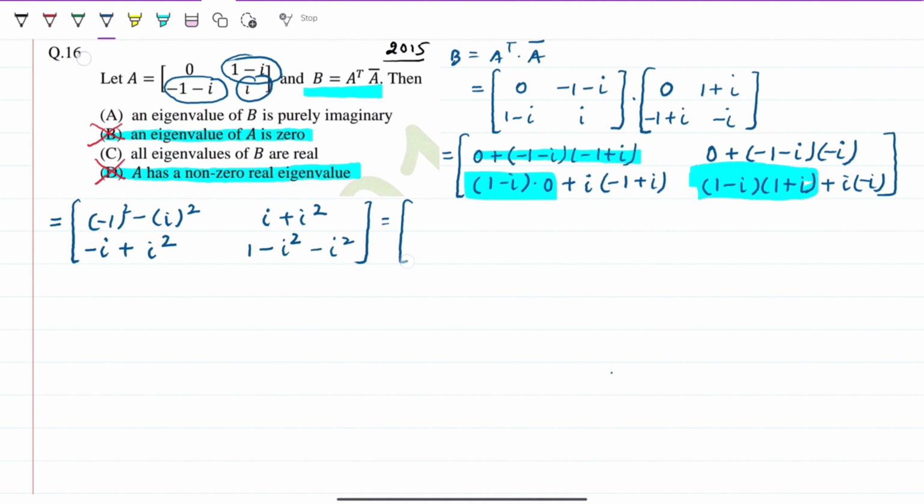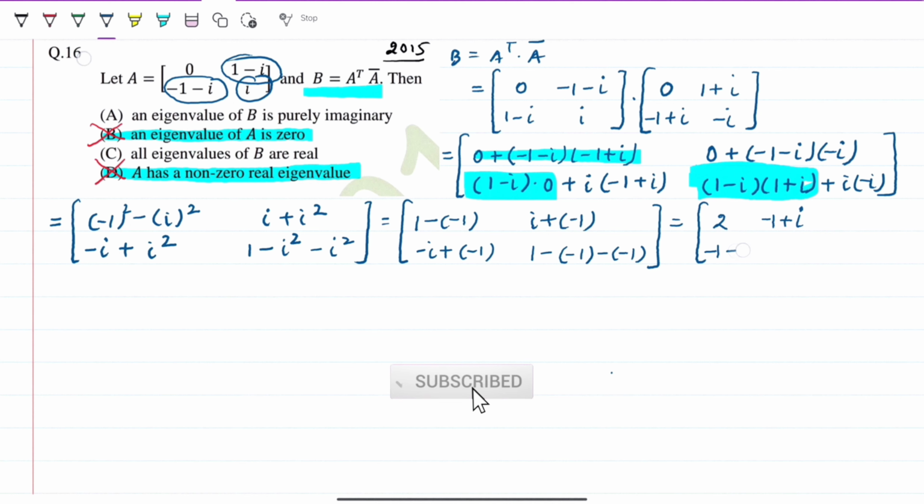Simplifying these terms, we get the first entry to be 1 minus minus 1, the second entry to be i plus minus 1, we have minus 1 plus minus 1, and lastly we have 1 minus minus 1 minus minus 1, which reduces to give us the matrix B as 2, negative 1 plus i, then negative 1, negative i, and lastly we have a 3 here.